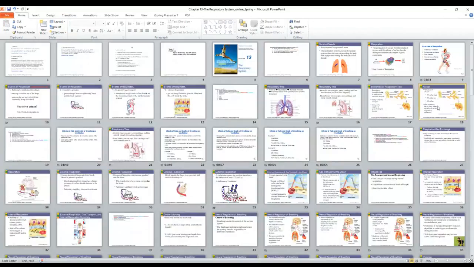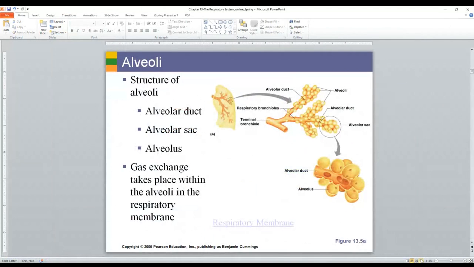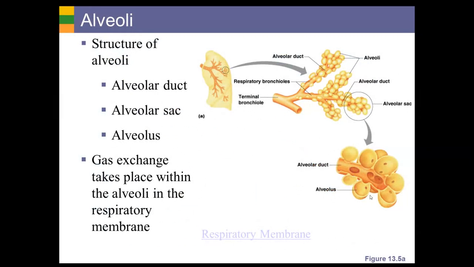Gas exchange only occurs across the wall of the pulmonary capillaries and the alveolus. Therefore, the respiratory bronchioles and the alveolar sacs are part of the respiratory zone.